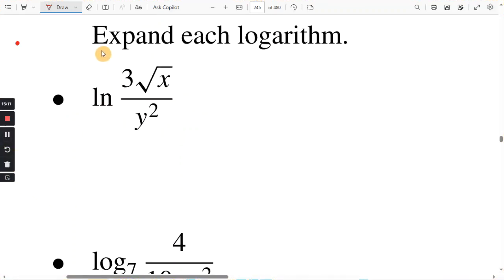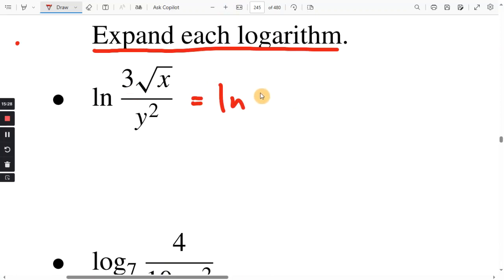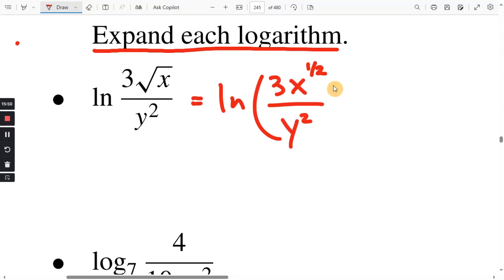All right, so in this section, we're going to go the other way and expand each logarithm. So we're going to need an actual exponent on the radicals. Okay, so this right here, we have a natural log. We have a 3. I'm going to use parentheses. In the numerator, we have a 3 and radical x is the same as x to the power of 1/2. All right, now that 1/2 is just applied to the x because it's radical x, not radical 3. And that is divided by y squared.